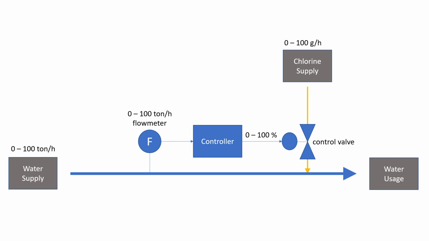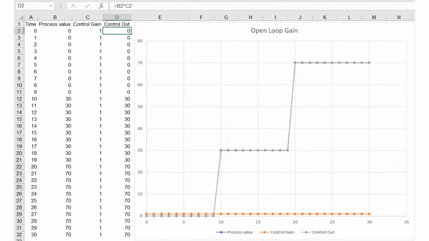The span of water flow meter is between 0 to 100 ton per hour. The chlorine flow is proportional to opening of the control valve, which can vary from 0 to 100 gram per hour. To calculate controller gain, both input and output parameters must be scaled to between 0 and 100% first before taking the ratio. In this example, the engineering unit can be simply replaced with %, hence reducing the calculation load. Let's start the simulation using a spreadsheet.